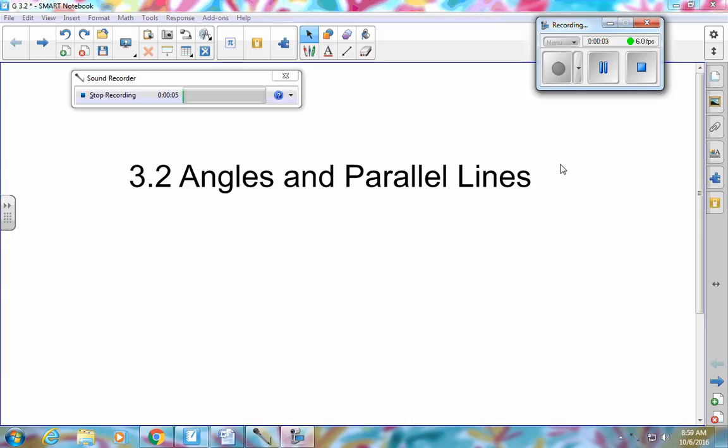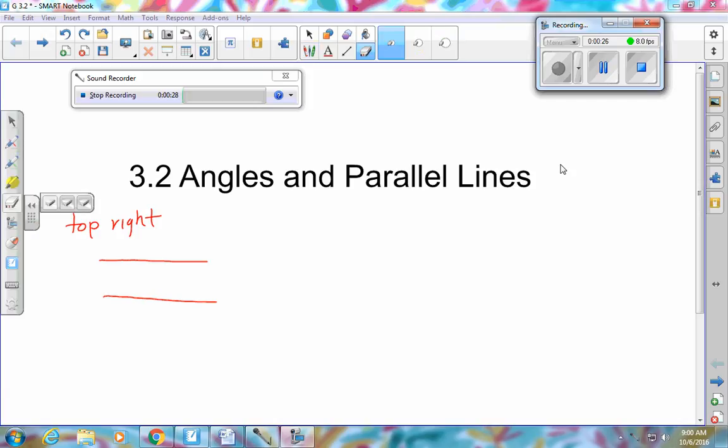Okay, so we are doing lesson 3.2, angles and parallel lines. So one thing that you need to do on your notes, if you didn't already, is make sure at the top right of your notes page where all the postulates and theorems are, you need to draw, oh, I drew the wrong picture.